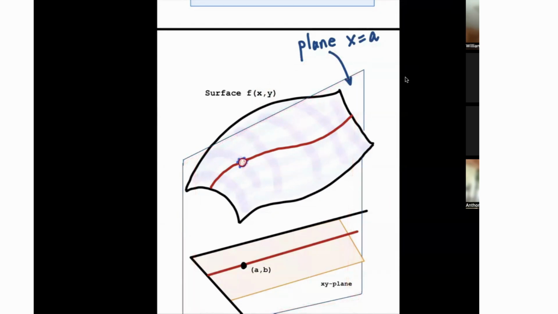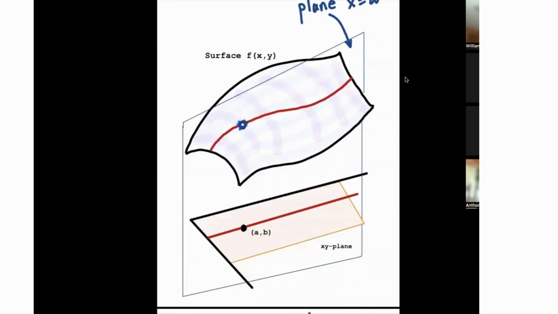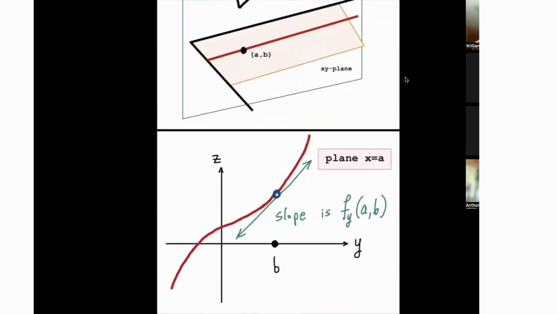Here's the point we're interested in on the surface. Here's the point downstairs in the domain. And then in cross section, we get another curve. So it's pretty similar to what we did in the other case. Inside the plane x equals a, we have this picture. This curve represents the cross section with the surface. Here's the intersection with the xy plane. Here's the point we're interested in on both the xy plane and on the surface.